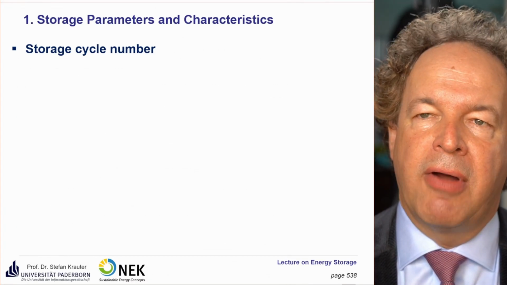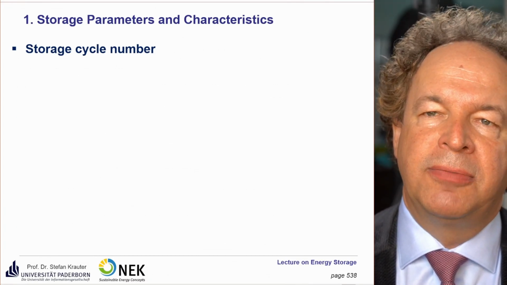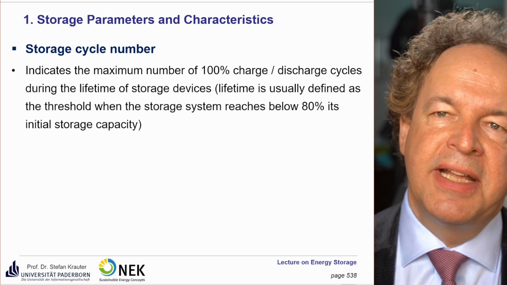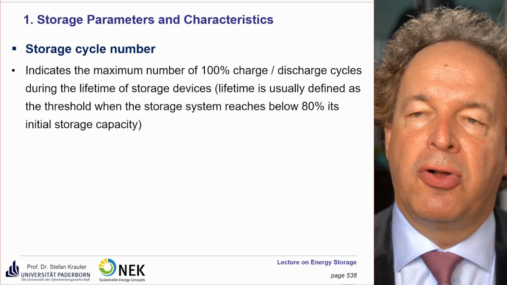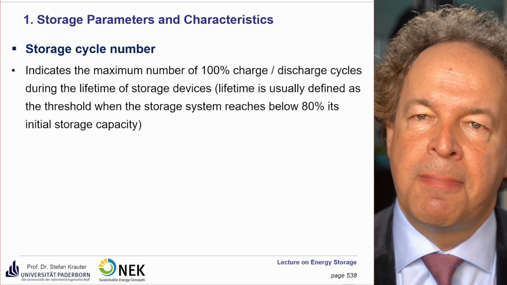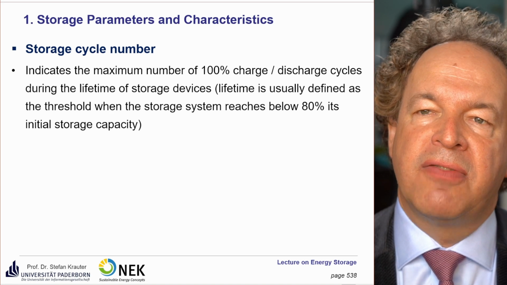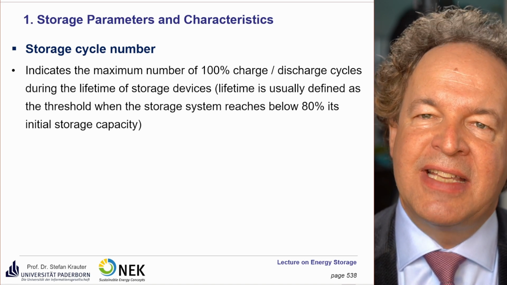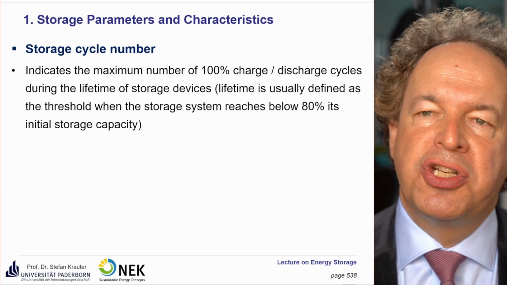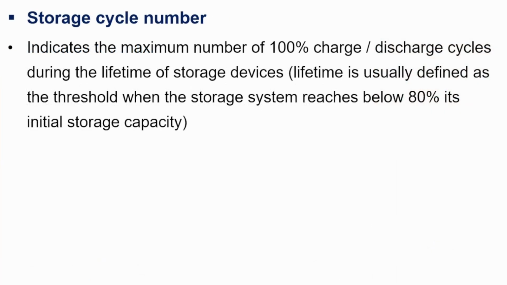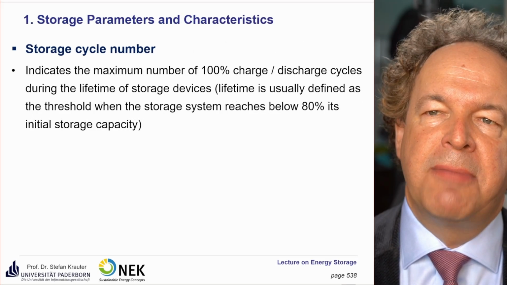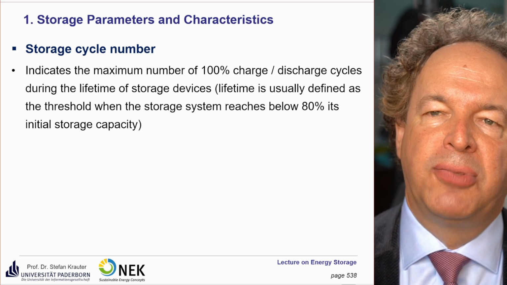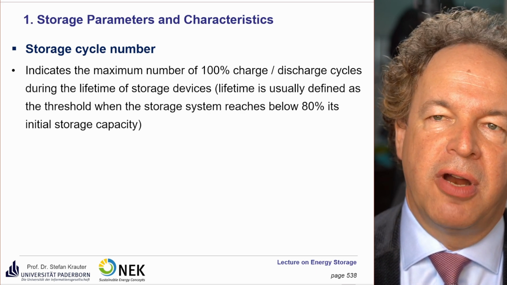A very important characteristic is the storage cycle number. It indicates the maximum number of 100% charge and discharge cycles. We also speak of full cycles. During the lifetime of the storage device, lifetime is usually defined as the threshold when the storage system reaches below 80% of its initial storage capacity. For some applications, this can be more than sufficient. Then you can put a lower threshold, for example, for stationary applications.